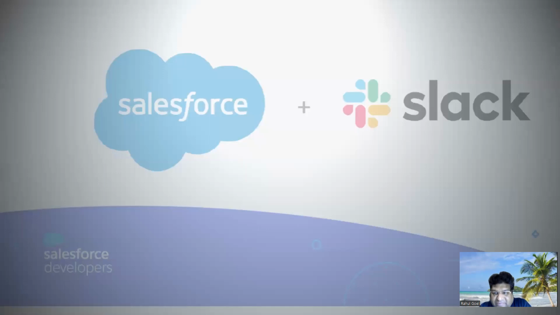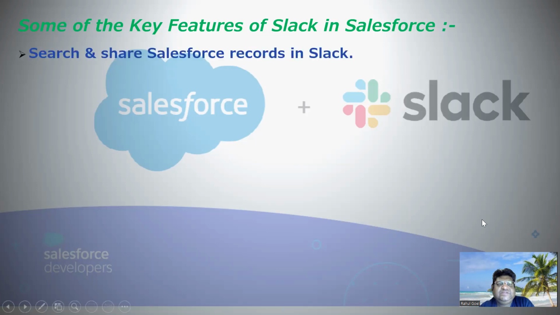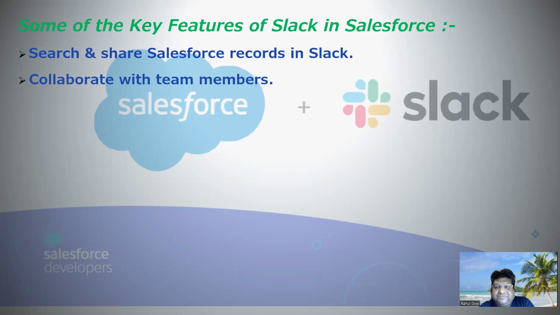So now we are talking mainly about integration of Salesforce with Slack, meaning sending and receiving messages to Slack from Salesforce and vice versa. So what are some of the key features that we can use in our Salesforce org? These are some of the key features. You can search and share Salesforce records in Slack. You can collaborate with team members.